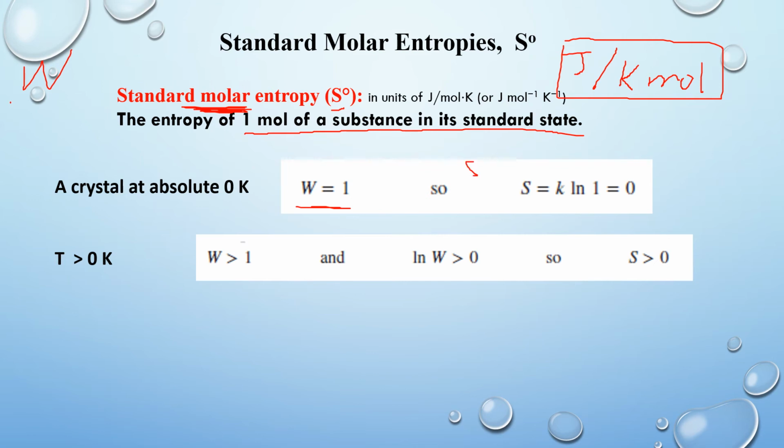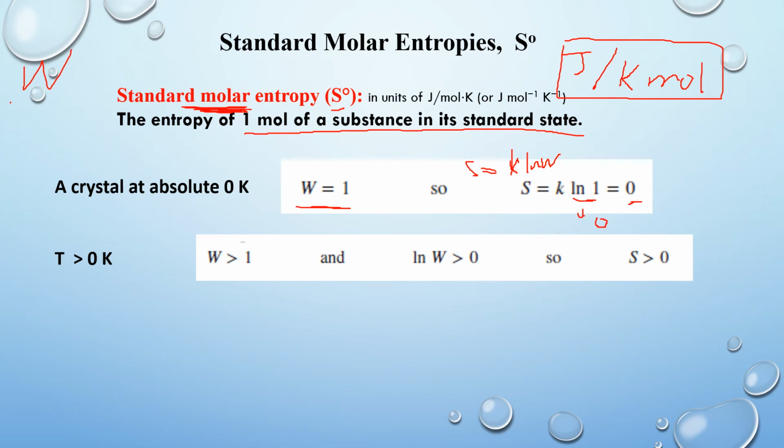If you plug that into the equation, S equals k, the Boltzmann constant, times the natural log of W. The natural log of 1 is 0, so the entropy is equal to 0. So we have a zero point at absolute zero Kelvin. This is also the third law of thermodynamics: a perfect crystal has zero entropy at absolute zero temperature.